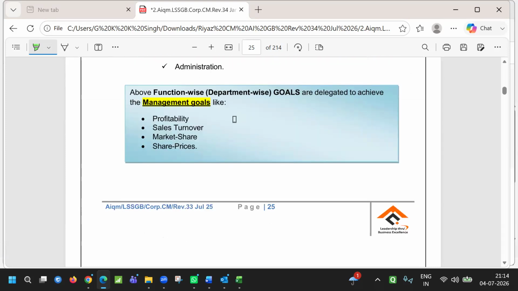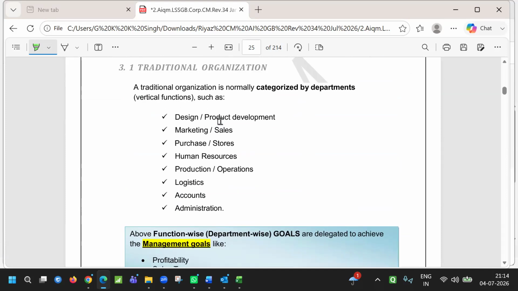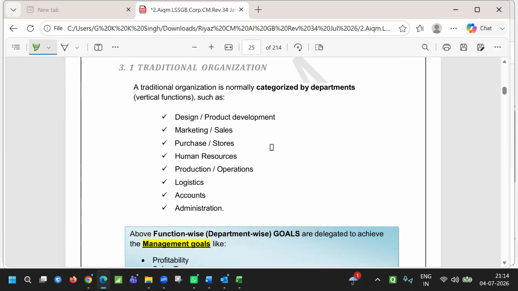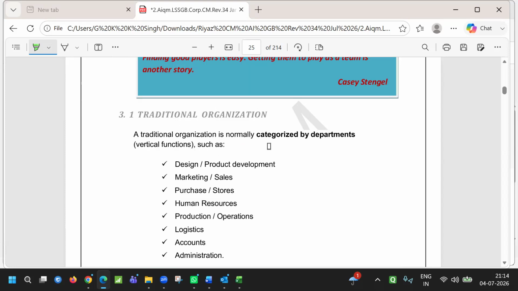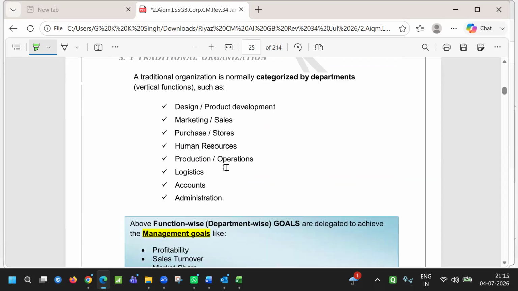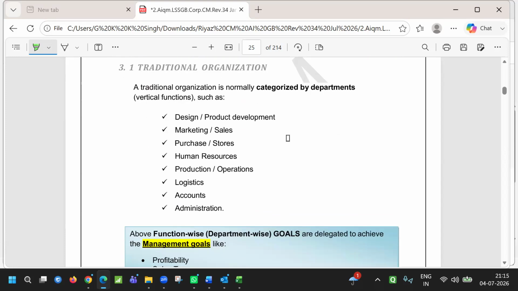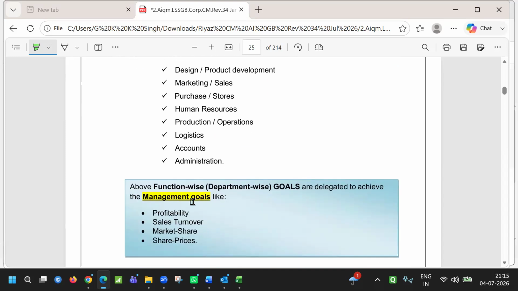Value to customer is what customer wants. In any organization, the organization is divided into departments. So you will have design, sales and marketing, purchase and stores, human resources, production, operations, various departments. So these departments have their department-wise goals, which are called functional goals. The top management works with all the departments and jointly they are able to achieve the management goals.